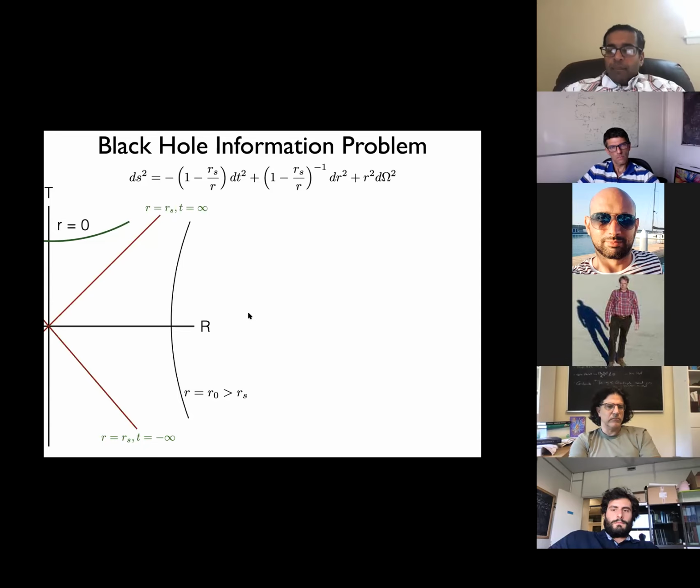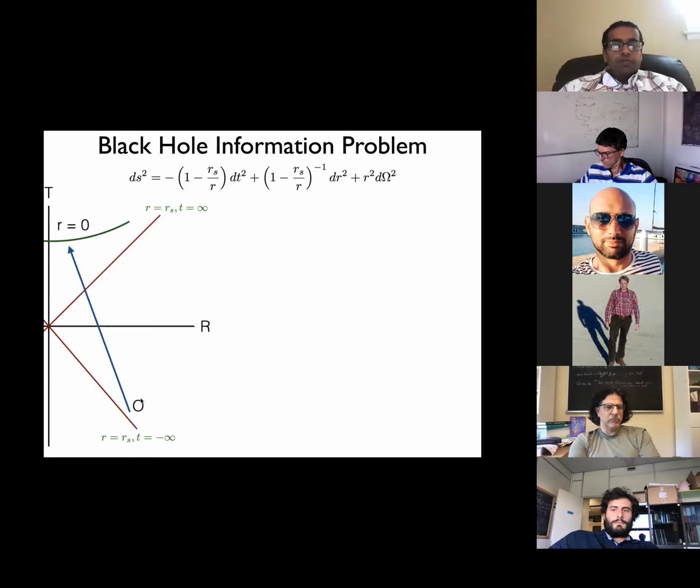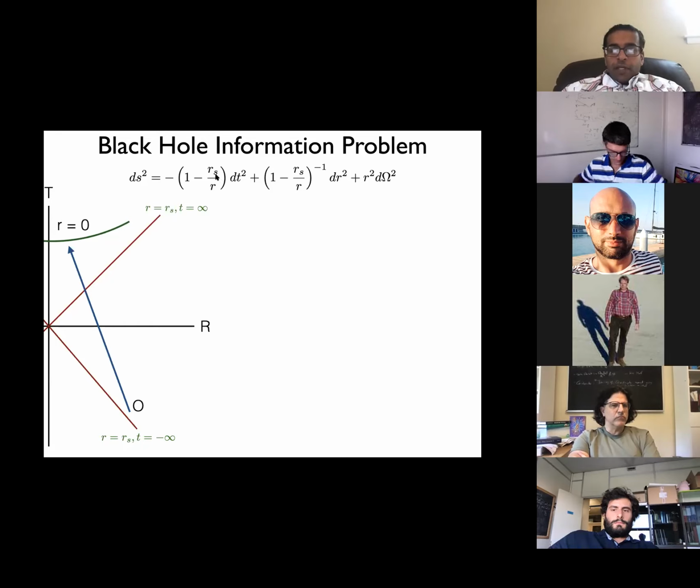Now one can ask, what happens to an observer who's freely falling into this thing? When the observer is outside the horizon, this is a regular observer, he can move back and forth in small r, just like you and me. As you cross the horizon, something interesting happens: roughly speaking, the time and the space coordinates change sign. What used to be time acts like space, and what used to be space acts like time. And the point r equal to 0, therefore, is now a point in your future. That is one way of talking about it, and a perfectly sensible way.